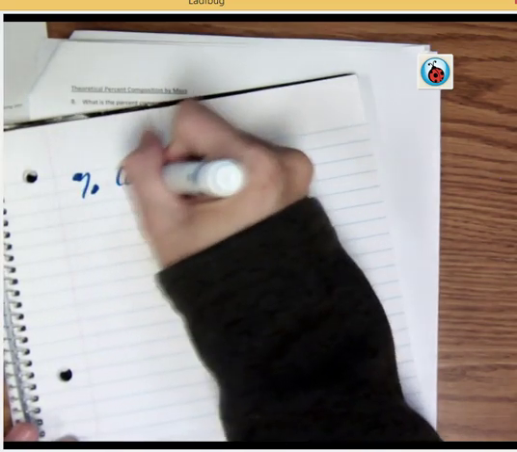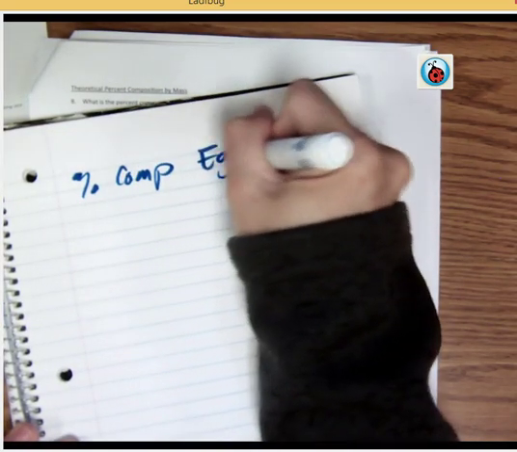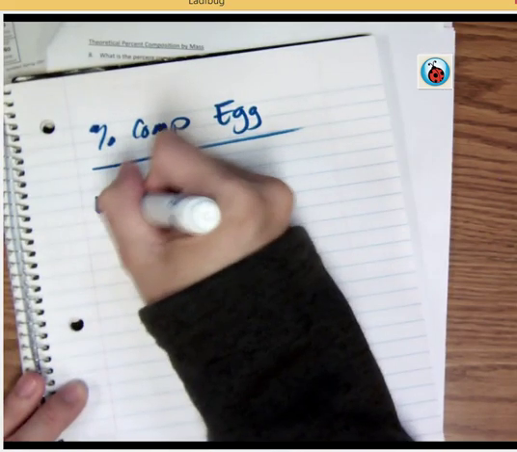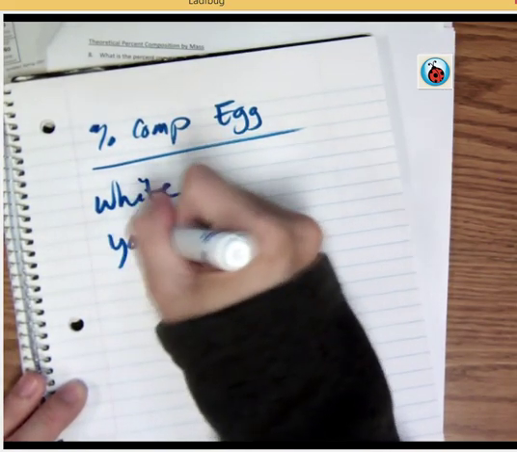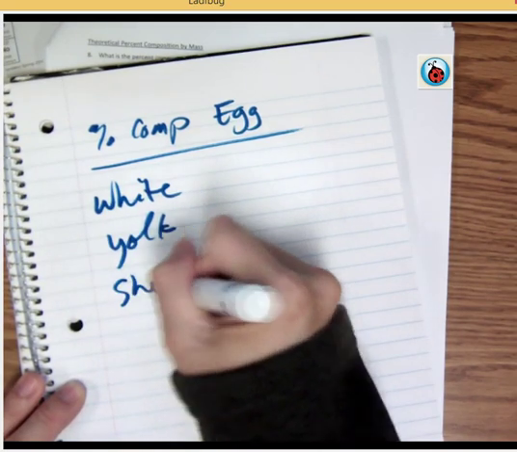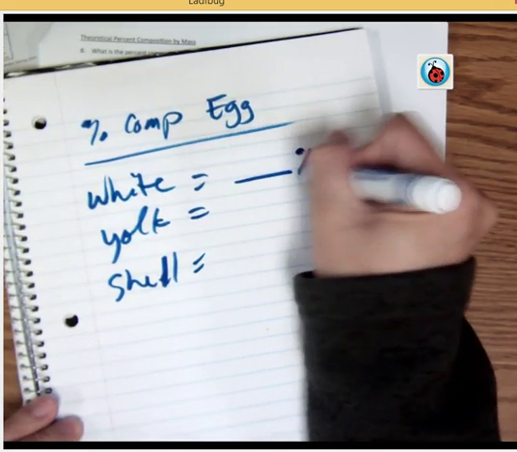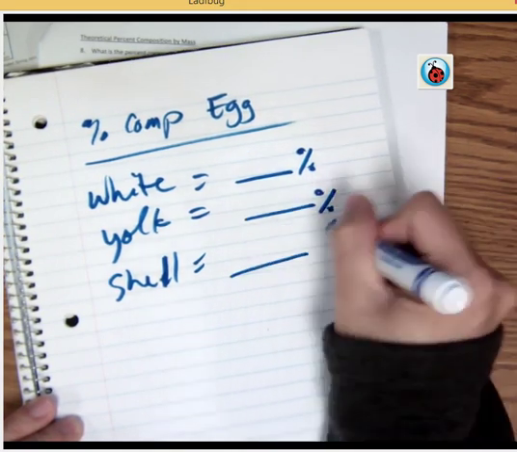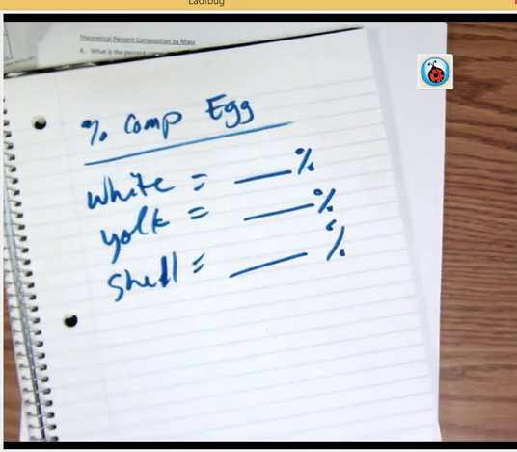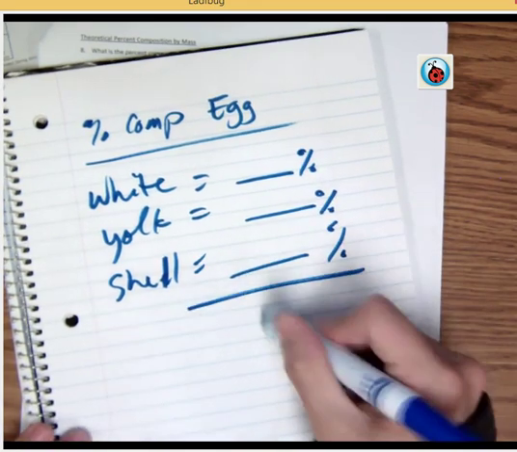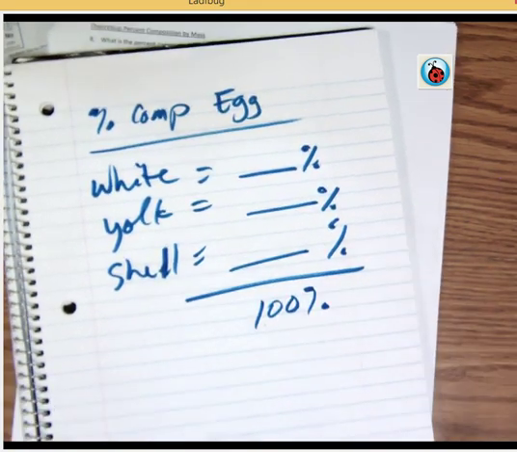And in class, we did a percent composition of an egg. We did the white, we did the yolk, and we did the shell, right? And you came up with some kind of percentages of each. Real nice and handy there. And it should have added up to 100% as well, because the parts need to add up to be the total.